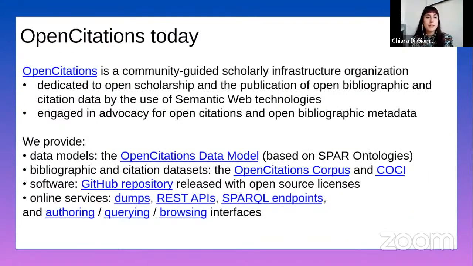And today, we can describe Open Citations as a community-guided scholarly infrastructure organization dedicated to open scholarship and the publication of open bibliographic and citation data by the use of semantic web technologies, but also engaged in advocacy for Open Citations and open bibliographic metadata. We provide data models, bibliographic and citation datasets, software and online services.